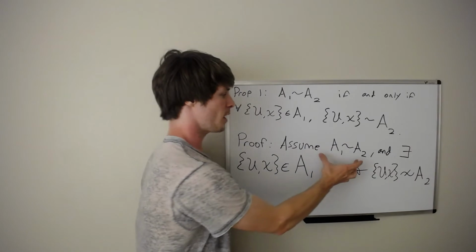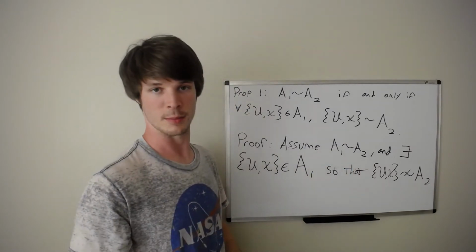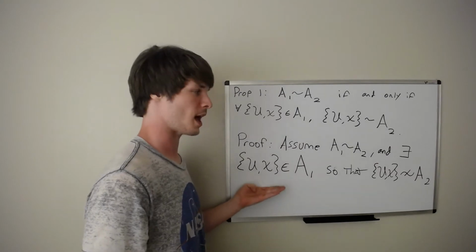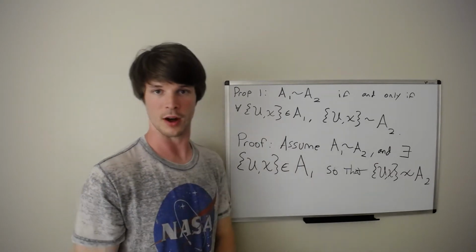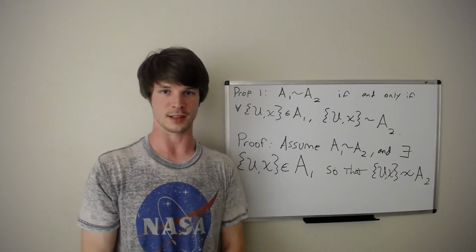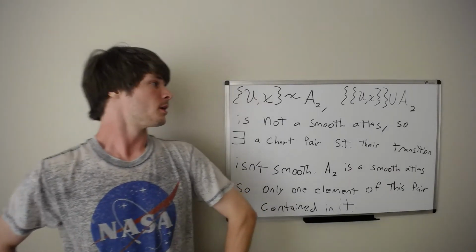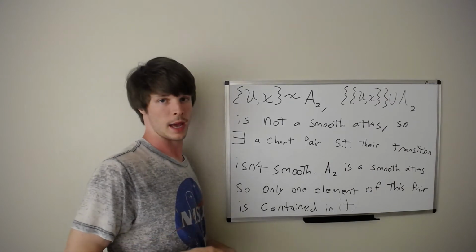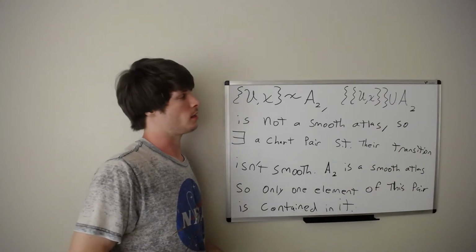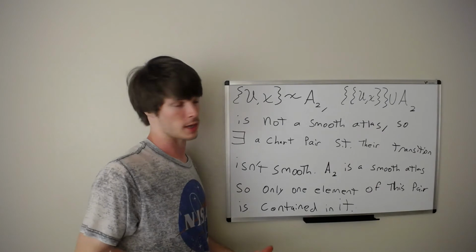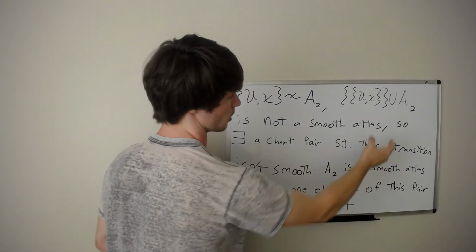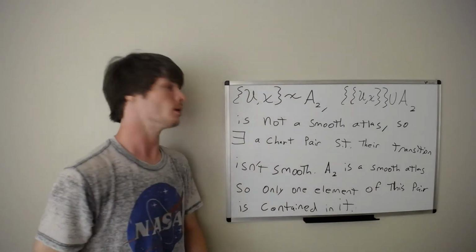Meaning, if I assume that A1 is compatible with A2, then I can't have the existence of a set such as this. So that's what will follow after I've erased this board and moved on to the next part. All right, so if our chart UX isn't compatible with A2, then by the definition that I gave you a second ago, that means that the union of the singleton of that chart with the smooth atlas A2 is not itself a smooth atlas.